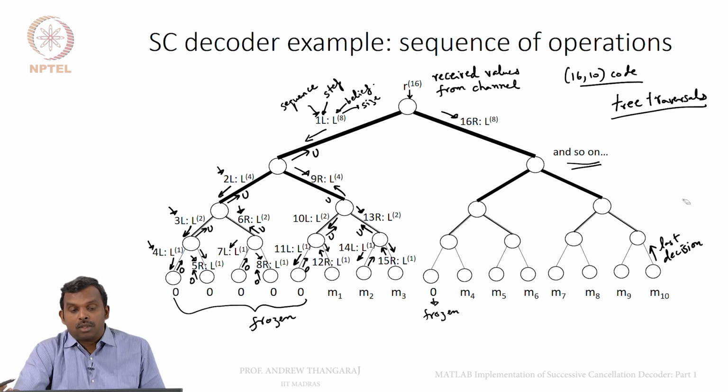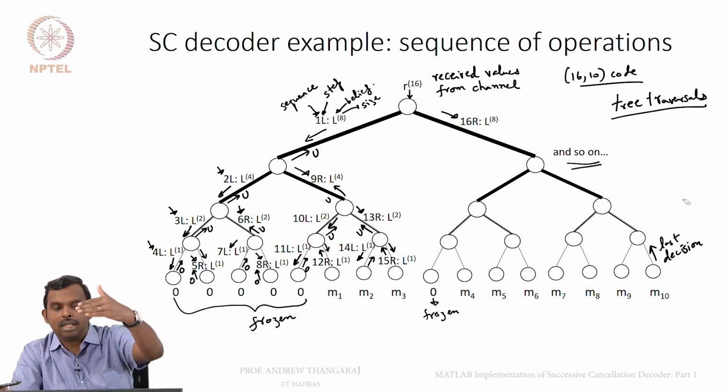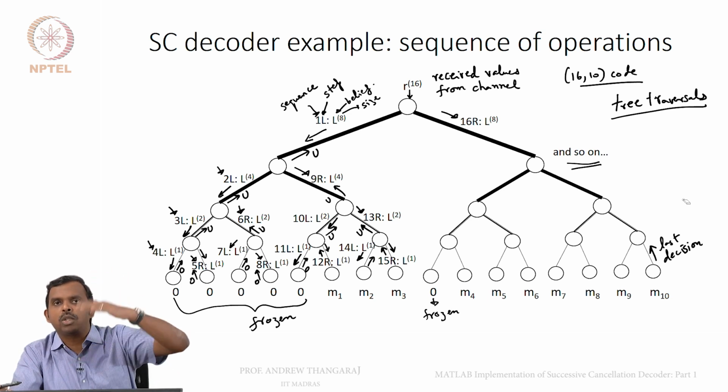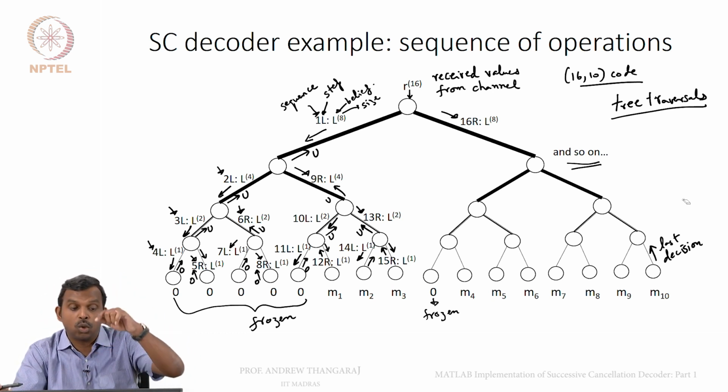Okay, so what are the messages that need to be stored? If you remember in the encoder, we had the u at the bottom, and then it got pushed into the next depth, next depth, next depth, till it got to the root, and there was no need to store any intermediate things. It was just going in one direction. But the decoder doesn't go in one direction.